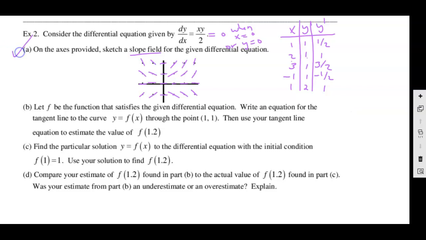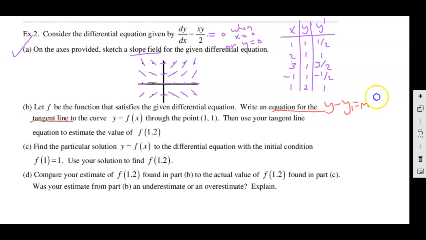Part A is done. We got the slope field done. Hooray. Let's look at the part B. It says, let f be the function that satisfies the given differential equation. Write an equation for the tangent line. Here we go. Equation for the tangent line.